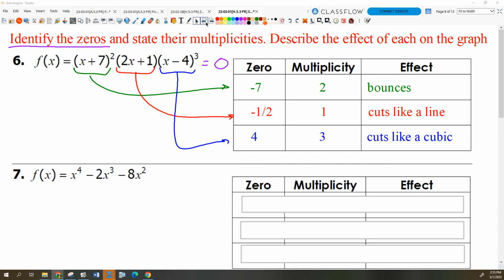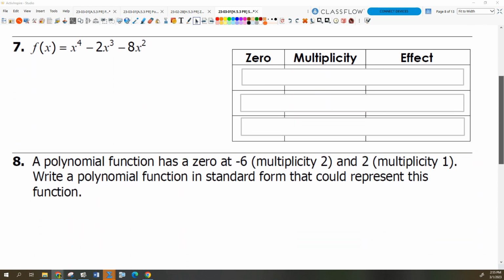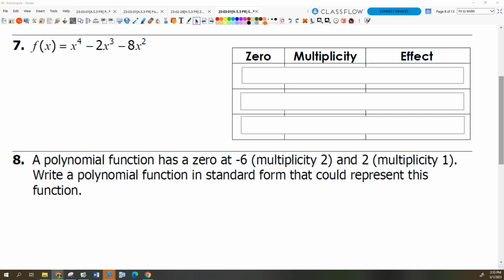Okay, so let's go back and let's try this for a function that's not factored. So what do we have to do then? We got to factor it, yeah. So again, we just want to know where is this thing equal to 0. But in order to find out, we have to be able to apply the zero product property. So we've got to factor.